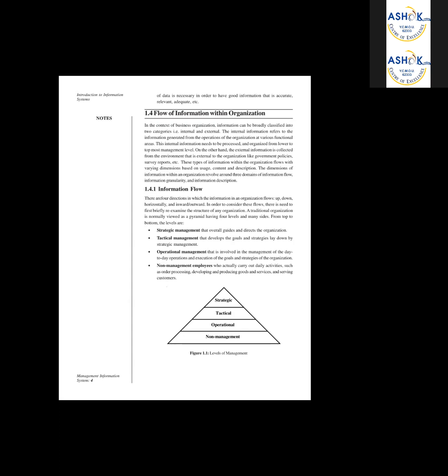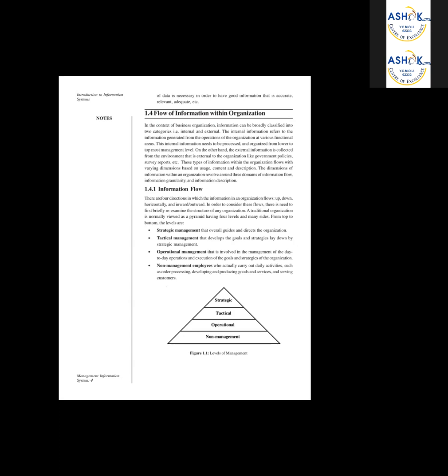On the other hand, the external information is collected from the environment that is external to the organization, like government policies, survey reports, etc. This information within the organization flows with various dimensions based on use, content, and descriptions. The dimensions of information within an organization revolve around three domains: information flow, information granularity, and information description.